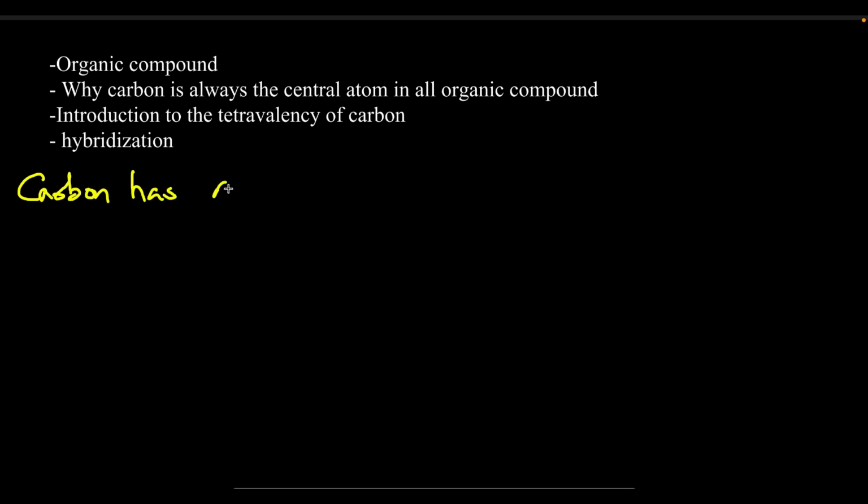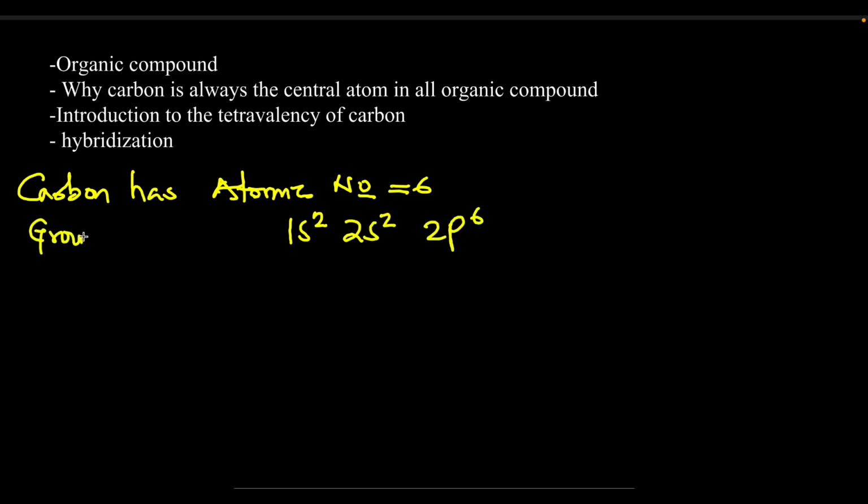Carbon has atomic number equals to 6. Therefore, if you want to write the electronic configuration of carbon, we have 1s2, 2s2, and 2p6. Now, this is the ground state electronic configuration of carbon. Ground state electron configuration.